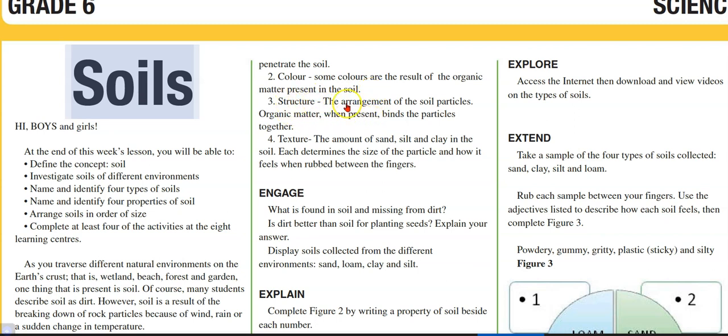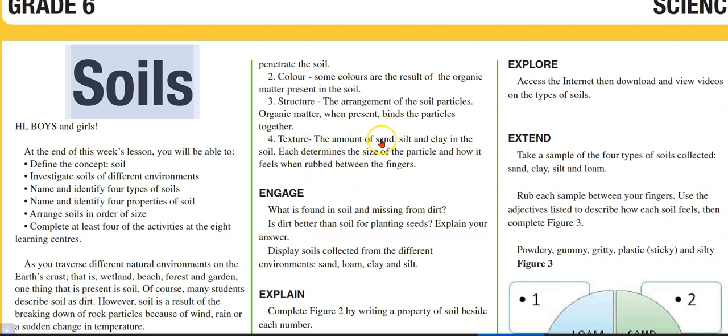Structure, that is the arrangement of the soil particles. Organic matter, when present, that binds the particles together. All right, so how is the soil made up and the arrangement of the particles?